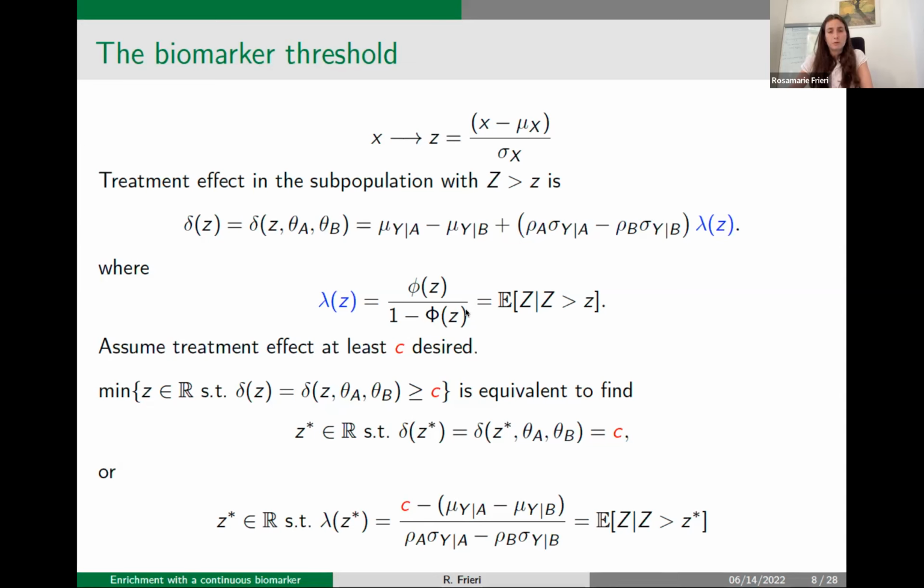Now, assume that the target population is that patient subgroup in which a treatment effect at least equal to c is detected. Without going to the mathematical details, the threshold z star is the value such that lambda of z star is equal to this quantity here. So in practice, the problem can be restated into finding the truncation point of a standard normal random variable such that the expectation is equal to this ratio.